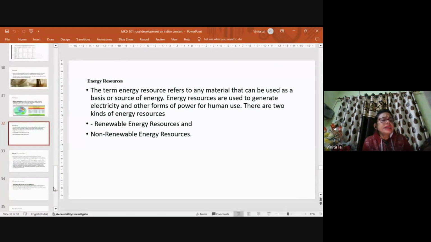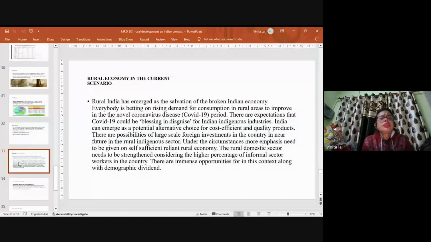Now come to the next slide. This is the current scenario in rural India. It has emerged as the salvation of the broken Indian economy. There is no need to tell you.